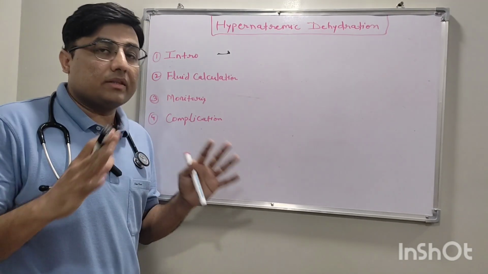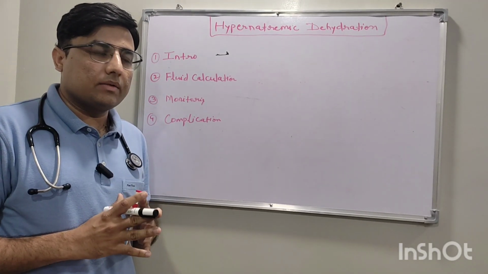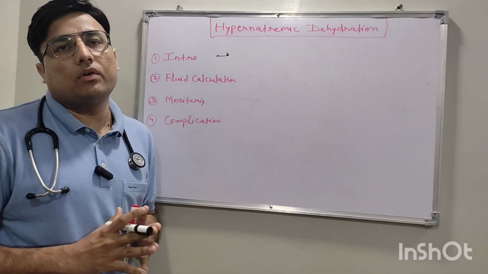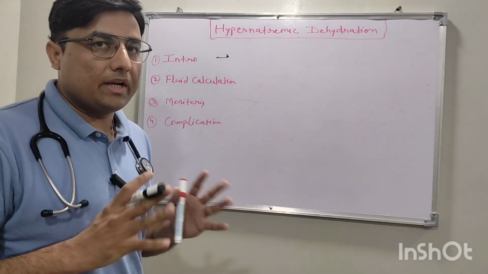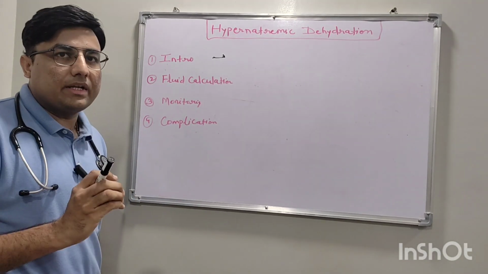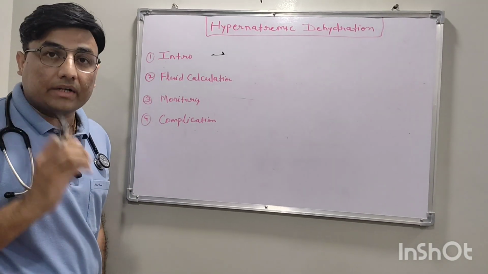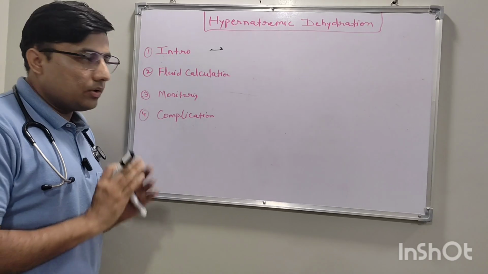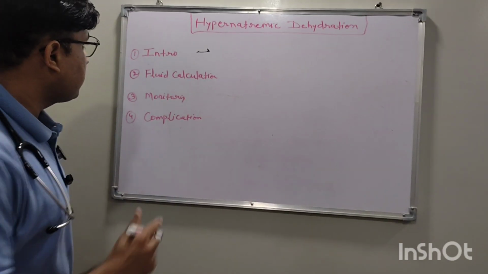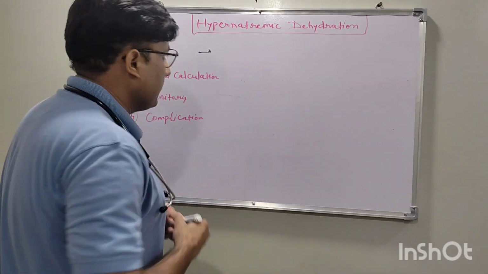So there are many methods for fluid calculations. Many are very complicated. Here I will discuss the simplest method of fluid calculation for management of hypernatremic dehydration. Here we will discuss only the management of hypernatremic dehydration, practically how to manage a baby. We will not go into the theoretical details. So first, what is hypernatremia?